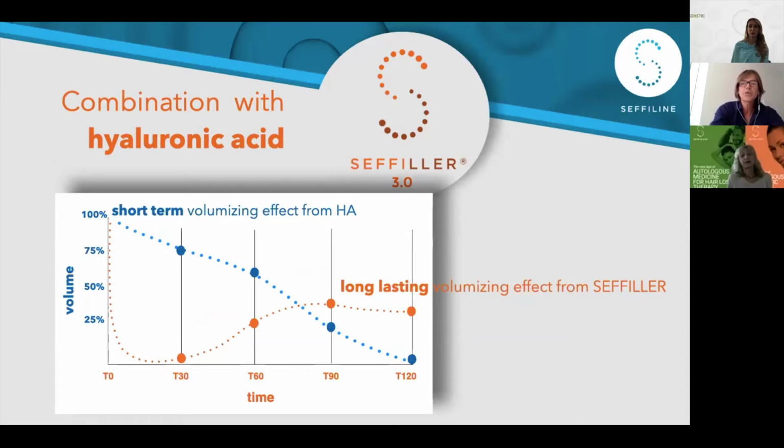When you have a patient that asks for an immediate enhancement in volume. For example, a patient comes to your office and says, okay, doctor, I like your regenerative therapy, but next week I have an important party, and I wish to have a little bit more volume in the cheek, in the malar area. This is the case when you can combine with hyaluronic acid, because hyaluronic acid gives you the short-term volumizing effect, but the long-lasting volumizing effect comes from the SEFFILLER.